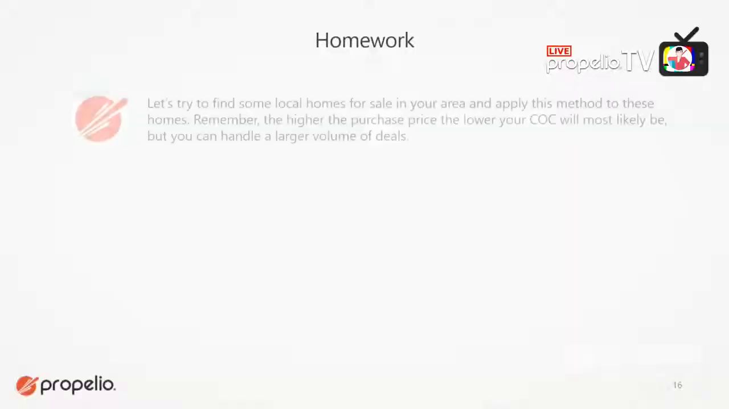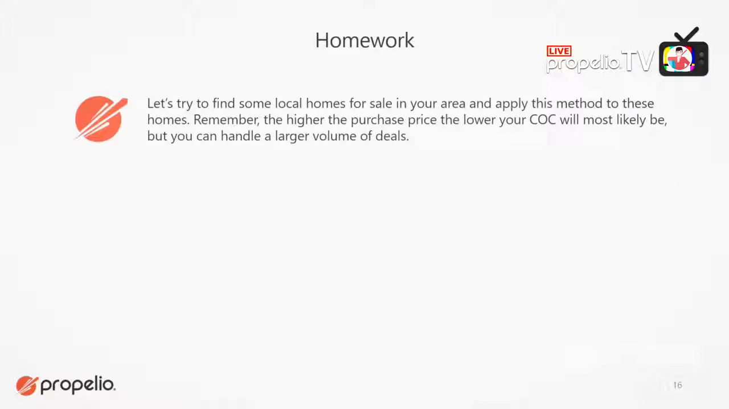All right, some homework that you're going to need to do. Try and find some local homes for sale in your area and apply this method to these homes. Remember, the higher the purchase price, the lower your cash on cash will be, and you can handle a larger volume of deals. The deals that you're going to find where you can get all in less than $8,000, $10,000 are not going to be common. They're possible. You know, doing 10 of them a year should not be a problem at all. But to do any large volume, let's say you want to do 10 this month, not very likely. You're going to have to take smaller returns by buying more expensive units.